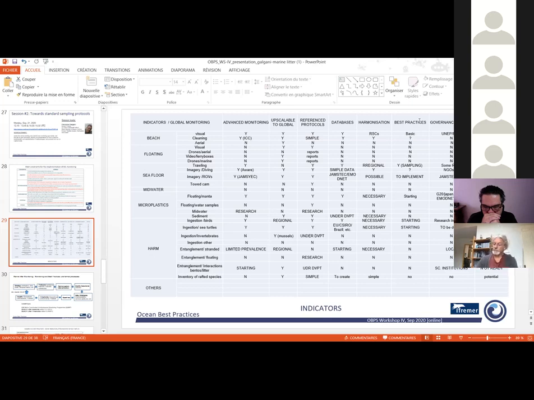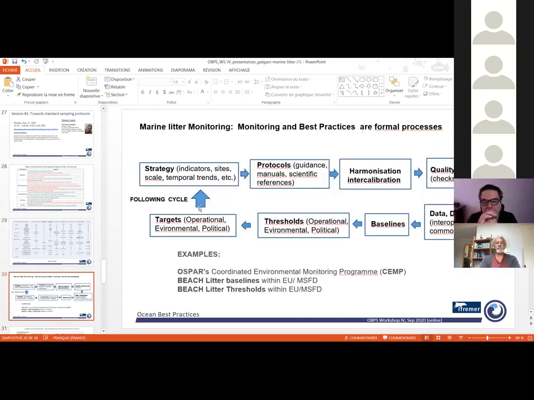So as you see, we will discuss that, and it will probably take weeks and months before there is an agreement. But the idea would probably be to shortlist the different indicators before starting a more in-depth evaluation. Both monitoring and best practices are formal processes. It's not just saying, okay, we must do that. Each step is very important, and each step needs well-defined processes, and these different steps will relate to the strategy.